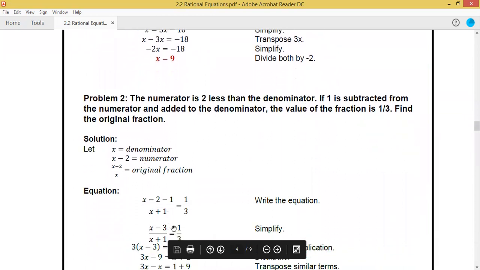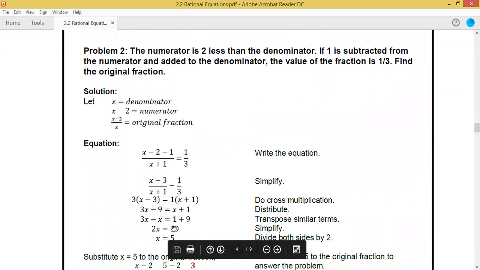The second problem states that the numerator is 2 less than the denominator. If 1 is subtracted from the numerator and added to the denominator, the value of the fraction is 1/3. Find the original fraction. Now, here's a technique. When there's a numerator and a denominator, the last one being mentioned gets the x. So since the denominator was the last one being mentioned, let x be the denominator.